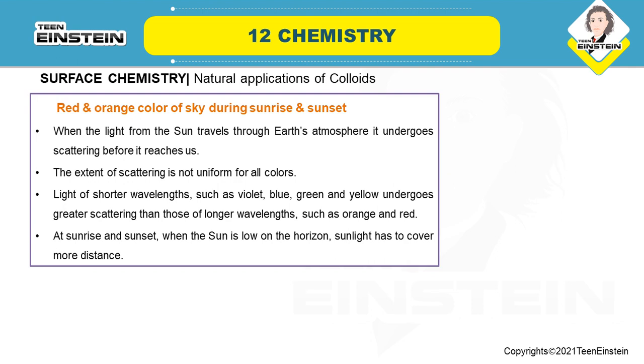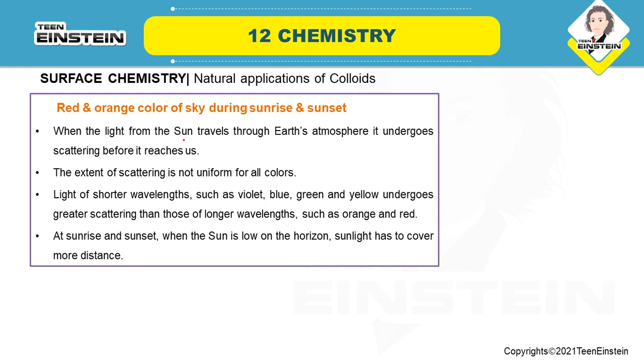Red and orange color of sky at the time of sunrise and sunset. During sunrise and sunset we have seen only this specific color and any mixture of these, sometimes yellowish, sometimes more reddish, but never close towards any blue color, right? But when it is noon, afternoon, then we see that the color of the sky is either white or blue, right? So what is the reason behind it? This is also under natural application of colloids.